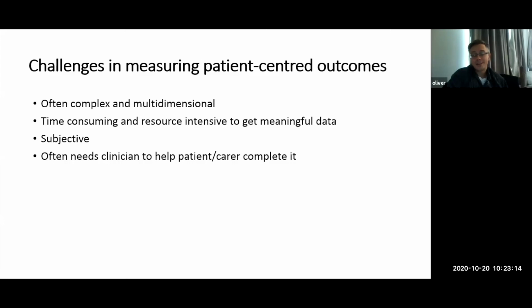But these are difficult things to measure because they're often complex, multidimensional, time-consuming and resource-intensive to measure. They're quite subjective. So one patient who's got objectively the same level of mobility, for example, or the same level of pain as another patient may well score their symptoms differently. And sometimes they're not all that intuitive, and there are often circumstances where patients and carers might need a bit of help completing it, with a clinician explaining what the whole thing is getting at to them.